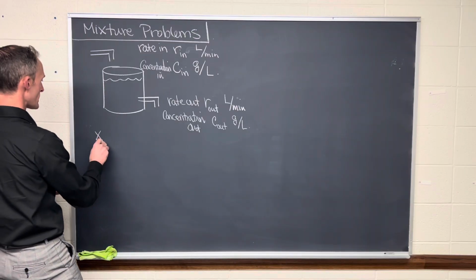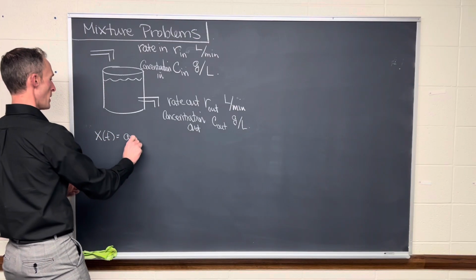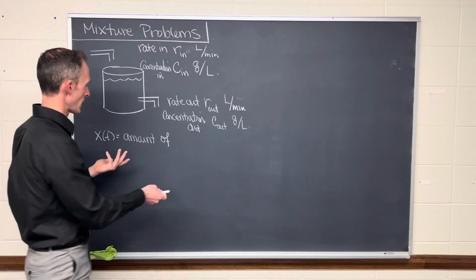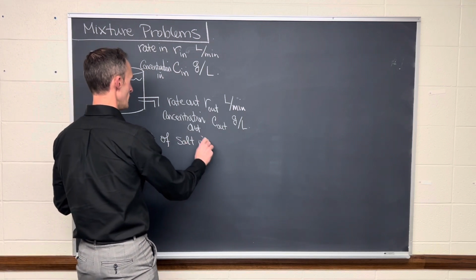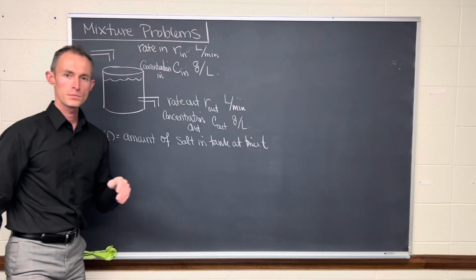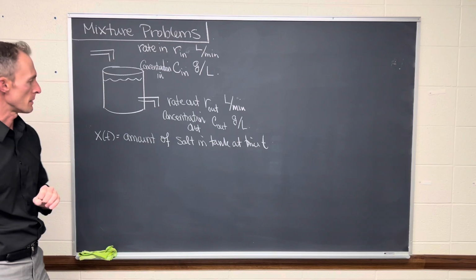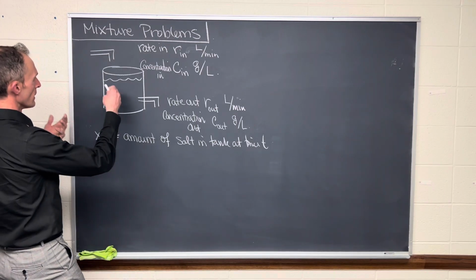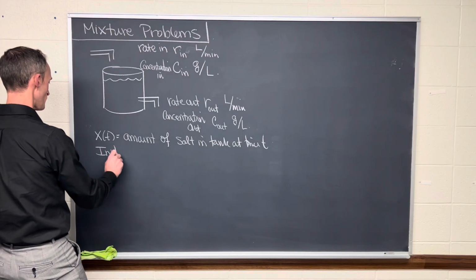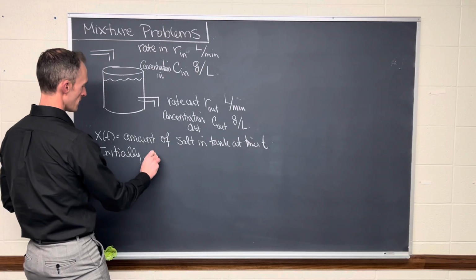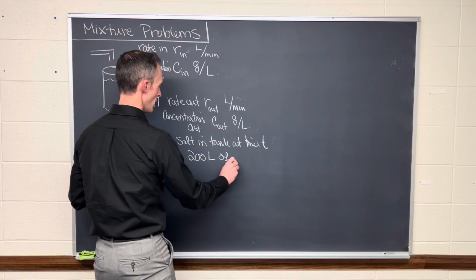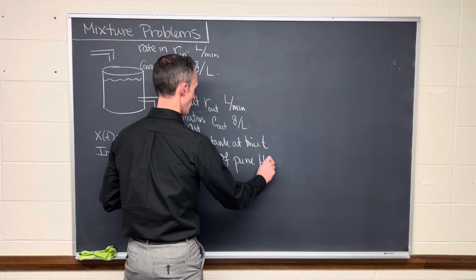And then let's say x of t is the amount of whatever the material is. In this case, let's call it salt. So x of t is the amount of salt in the tank at time t. And then let's say that initially the tank has 200 liters of pure water.